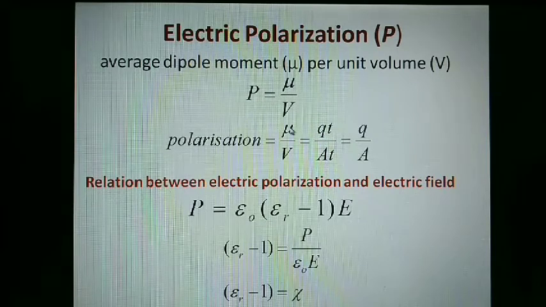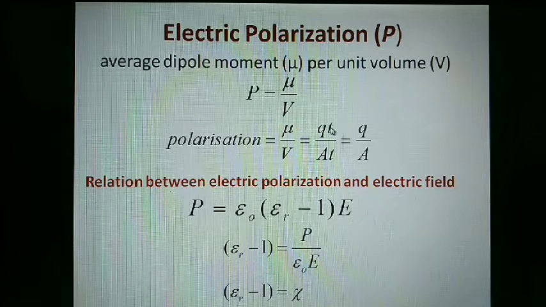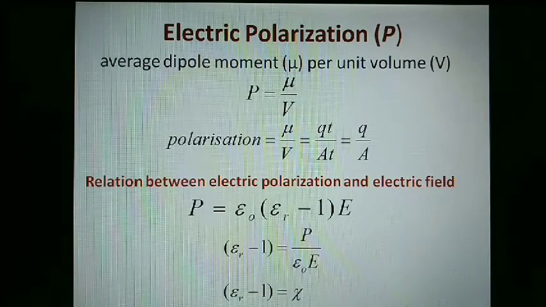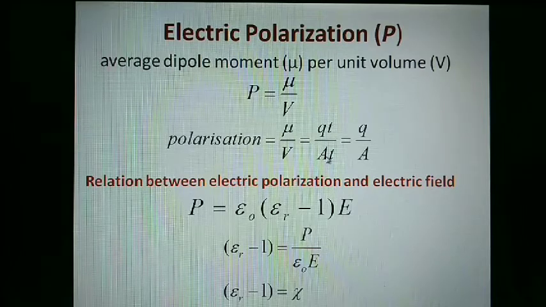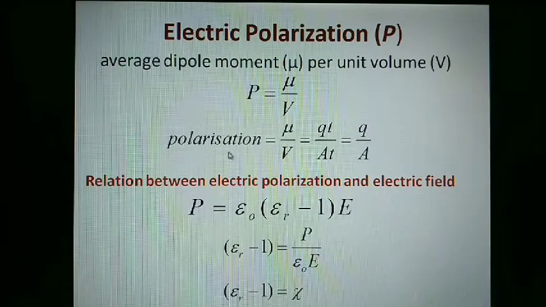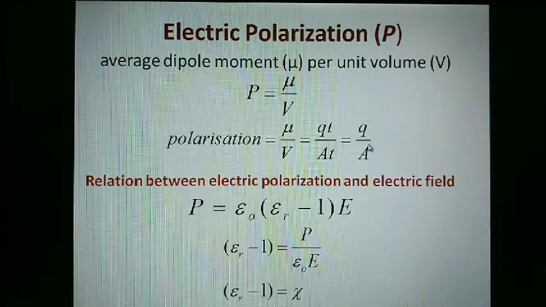And dipole moment is defined as the product of the charge, that is the magnitude of one of the two charges in the dipole, and the distance between them, t. Qt gives you the dipole moment, and volume can be measured in terms of the area of cross section and the thickness t of the material, so that you can get the ratio Q by A. That means electric polarization can also be defined as the charge per unit area.